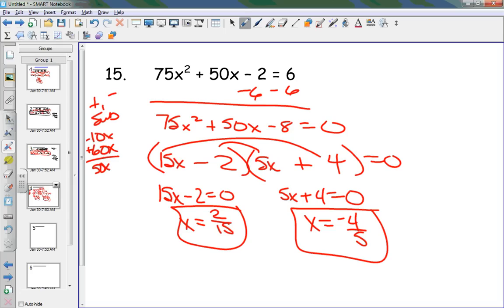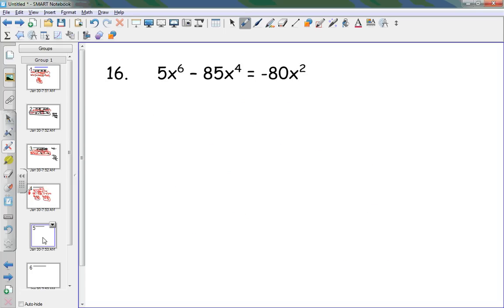We good? Now, how many answers should this one have? What's my highest exponent? My highest exponent is 6. If my highest exponent is 6, I should have 6 answers.